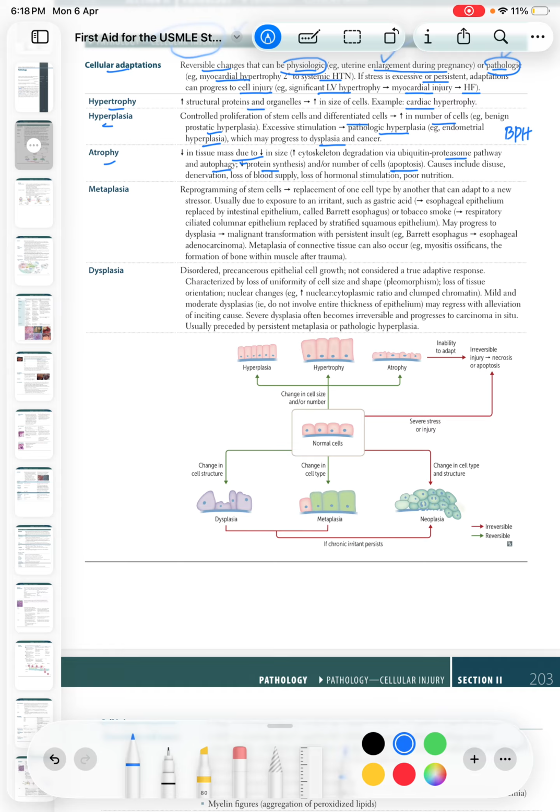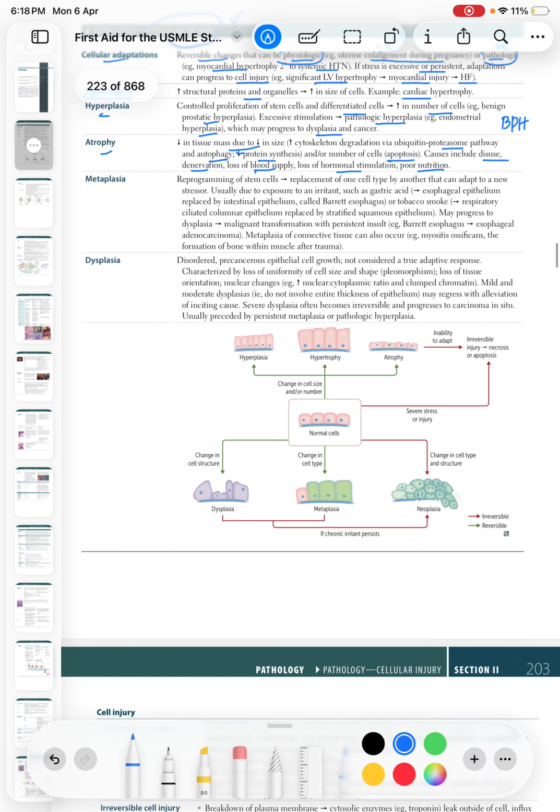Atrophy, simply we can say that it is decrease in the tissue mass due to decrease in size. Now how it happens, it occurs due to the cytoskeleton degradation, that is autophagy occurs here, the cells eat themselves and the death occurs, the size of protein decreases and the number of cells decreases, that is apoptosis. So the causes include disuse and denervation. These are the causes of atrophy, that there is no nerve supply to the cells, there is no blood supply to the cells, there is no hormonal stimulation there, and also there is poor nutrition. These things lead to the atrophy of the cells, that is death of the cells.